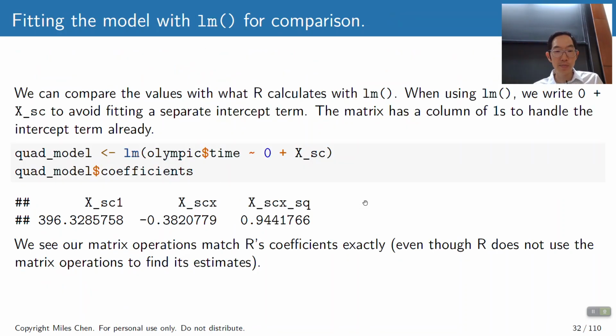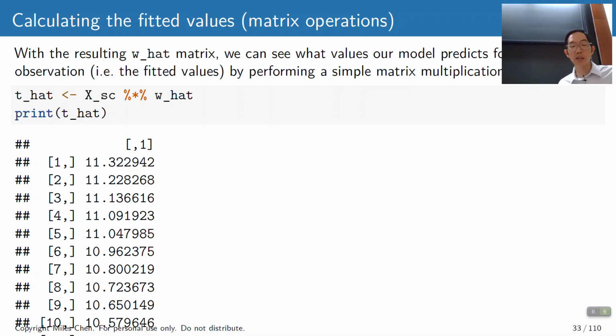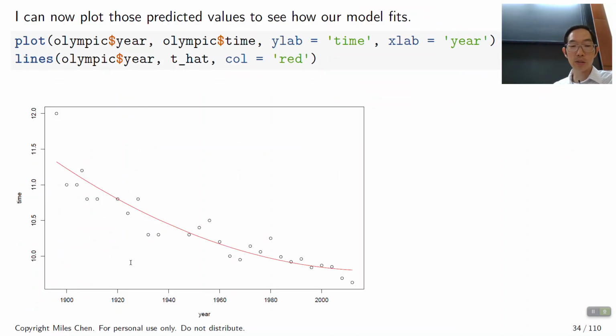Okay, and then here we'll calculate the fitted values. We take our scaled values, multiply by the W hats that we figured out. We get our T hat, and we'll print this out, and then we can graph it. And here's the fit, okay? And we look at this and we go, oh yeah, that looks pretty decent too, okay?